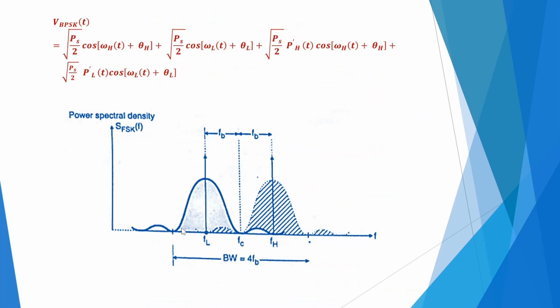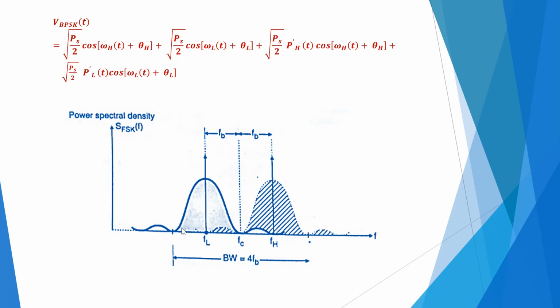Now we can see the spectrum of FSK or BFSK. The difference between BPSK and BFSK is that in BPSK the signal b(t) is bipolar, which alternates between +1 and -1, whereas in BFSK the two signals PH(t) and PL(t) are polar, alternating between 0 and +1 only. So now we can write that PH(t) is nothing but half of P'H(t).